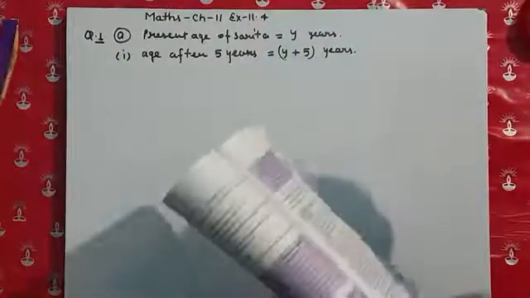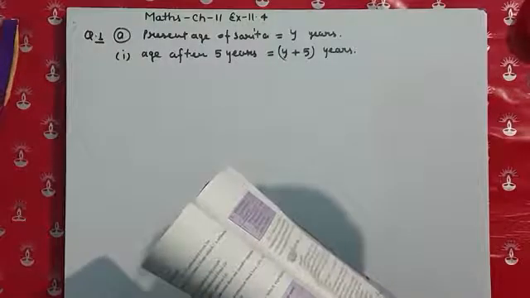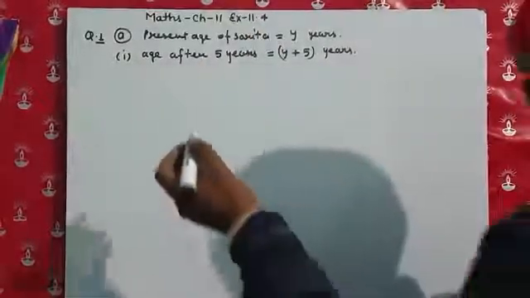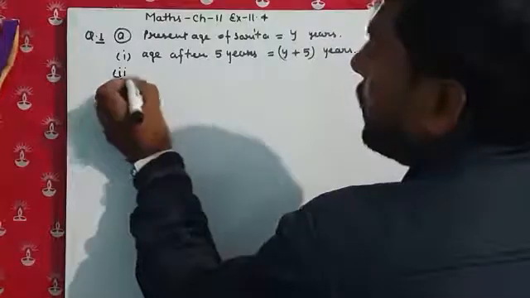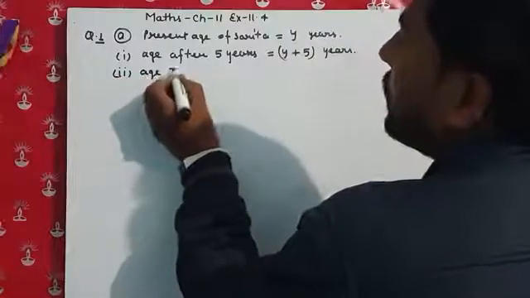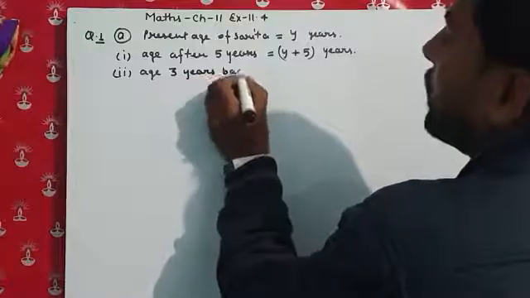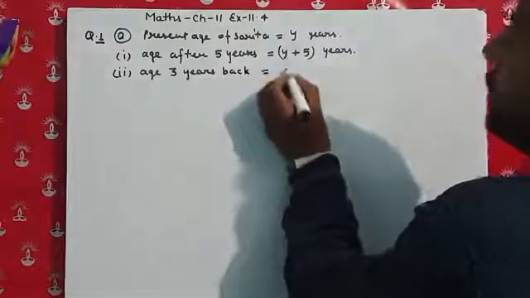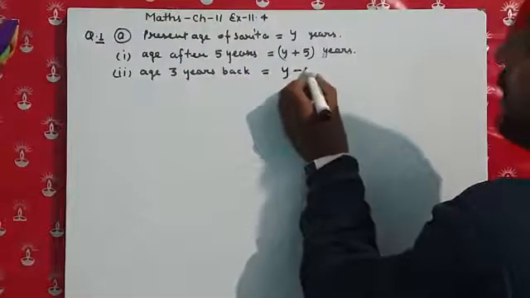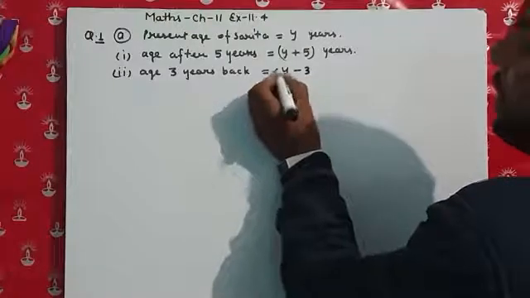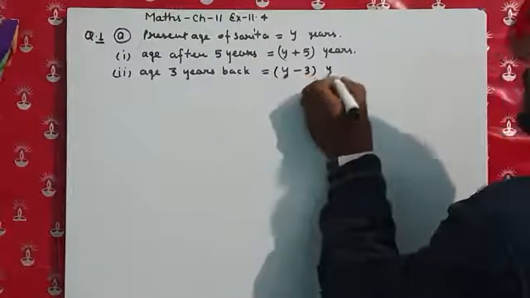Now going to the second part. What was her age 3 years back? Same thing, whatever I told you. So here age 3 years back. Y is the present age, 3 years back she will be 3 years younger. That is y minus 3 years.